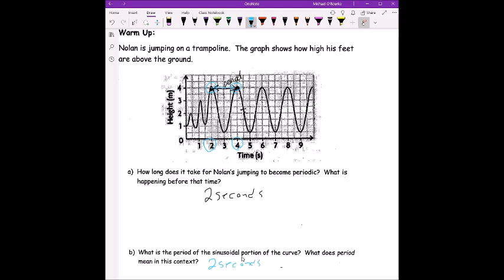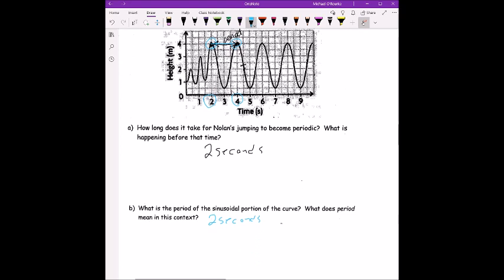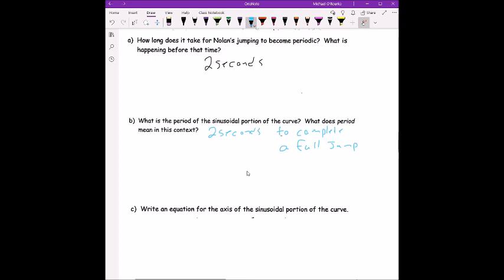Now what does that mean? What does that mean there? Like what's the meaning of the period? Good. Well, what's a full rotation in this case? In this case, it's 2 seconds to complete a full jump. Right, it is one full rotation, but we want to go through, okay, what does it mean in terms of real world meaning?